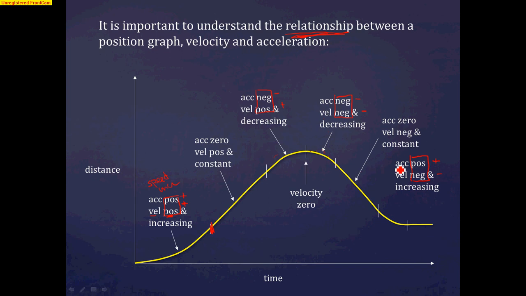But that's exactly what happens here. I know acceleration and velocity are negative, but they're acting together, not against one another. If they're acting together, even though they're in the negative direction, my speed is still going to increase.